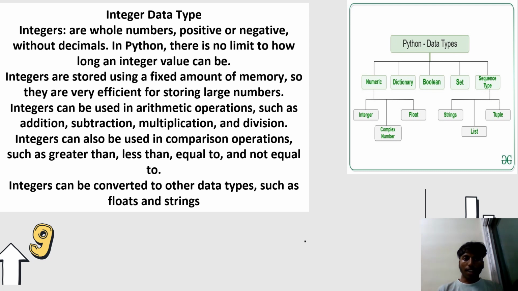Integers can be used in arithmetic operations such as addition, subtraction, multiplication, and division. Integers can also be used in comparison operations, which are greater than, less than, equal to, not equal to. Integers can be converted to other data types such as floats and strings.